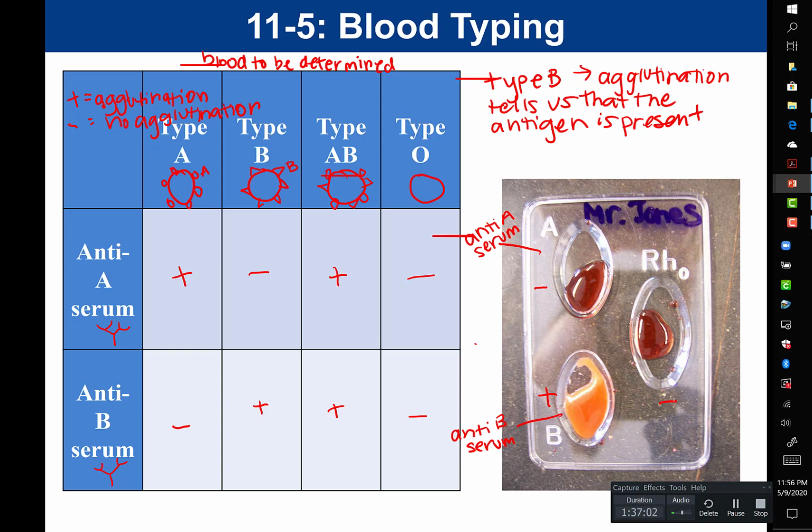Because if the Rh factor is present, if that D antigen is on the blood, then you would get agglutination with the anti-Rh antibodies. But you don't. So Mr. Jones would be B negative, because again, that Rh factor is not present on the blood cells. And so that person, Mr. Jones, is going to be B negative. So let's go through and look at some other examples and see if you can determine blood types.